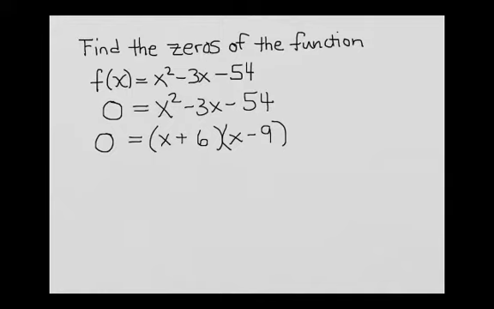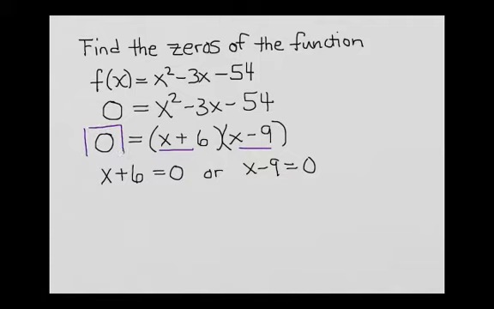To continue solving this, we need to use the zero product principle, which tells us that x plus 6 is equal to 0, or x minus 9 is equal to 0. Because if we multiply two things together, and the result that we get is 0, the only way for that to happen is for either the first one to be 0 or for the second one to be 0. And that gives us the two equations down here that we're solving.